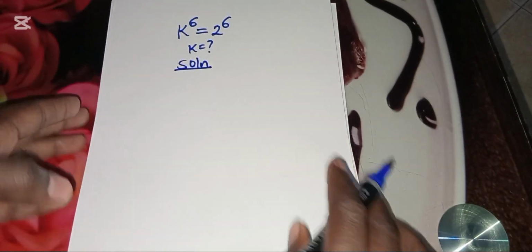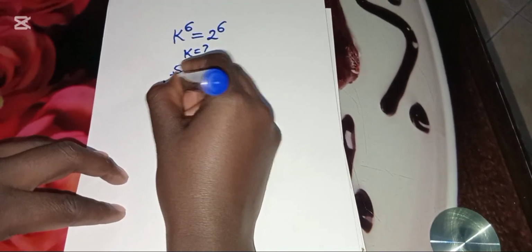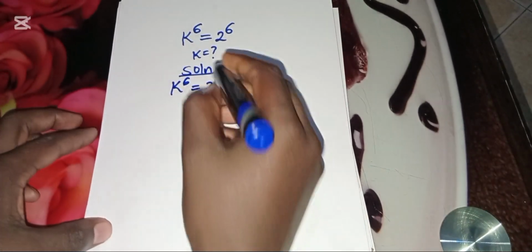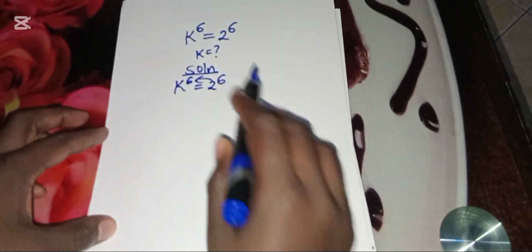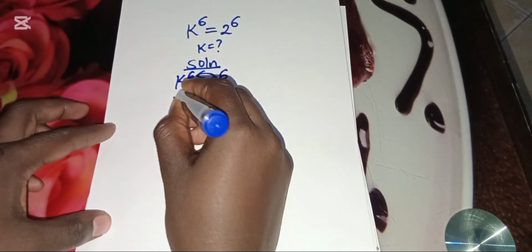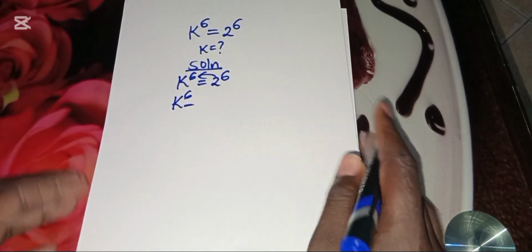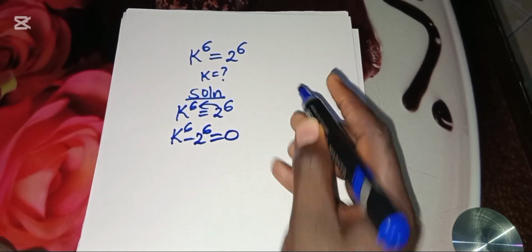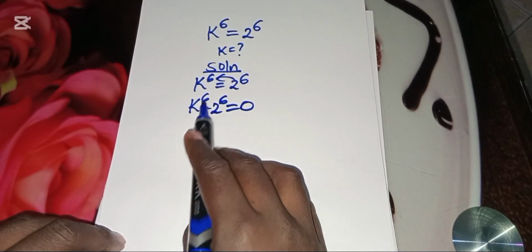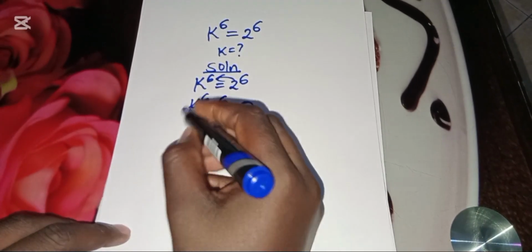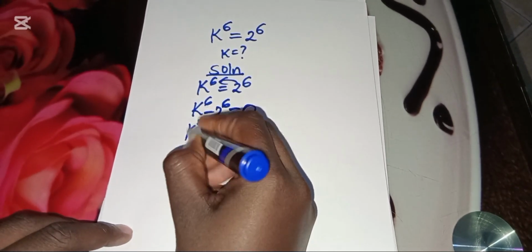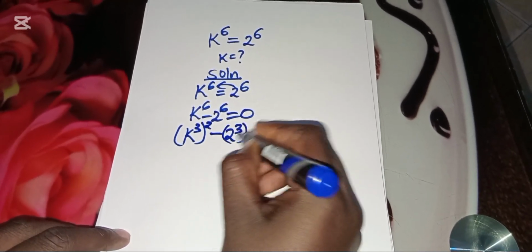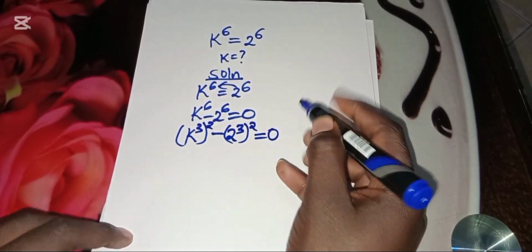Okay, so we have k raised to power 6. This is equal to 2 raised to power 6. Now we can take 2 raised to power 6 to the left hand side, so that we have k raised to power 6 minus 2 raised to power 6, which is equal to 0. Now we can express k raised to power 6 minus 2 raised to power 6 as k raised to power 3 squared minus 2 raised to power 3 squared. This is equal to 0.